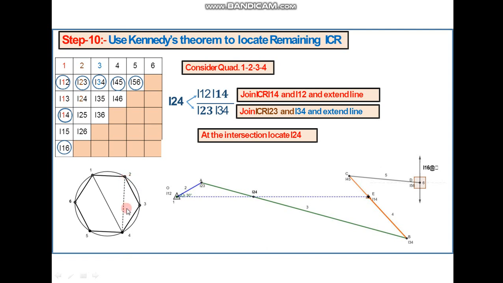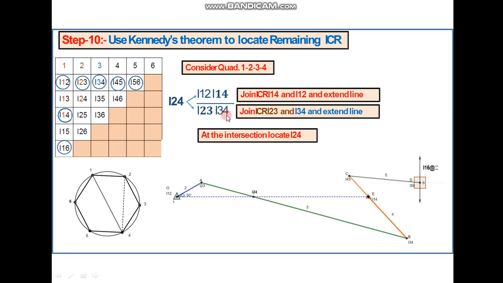Now see, this 2 4 is common to these two triangles. So 2 4 is common to I23, I24, so take here I23, I34. Again 2 4 is common to this triangle 1. Another triangle is 1 2 and 1 4, so it is 1 2, 1 4. So find out the common side of the two triangles. So I24 is equal to I12 I14 intersection I23 I34.